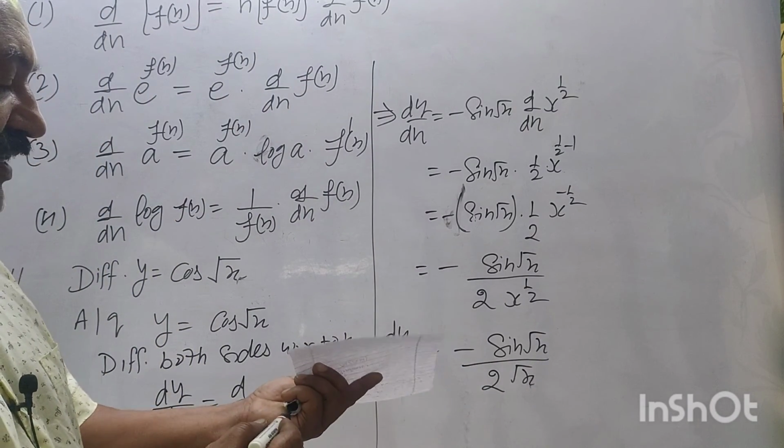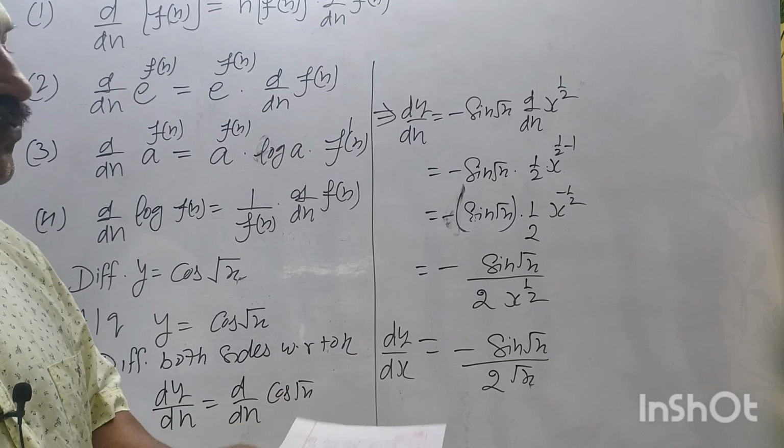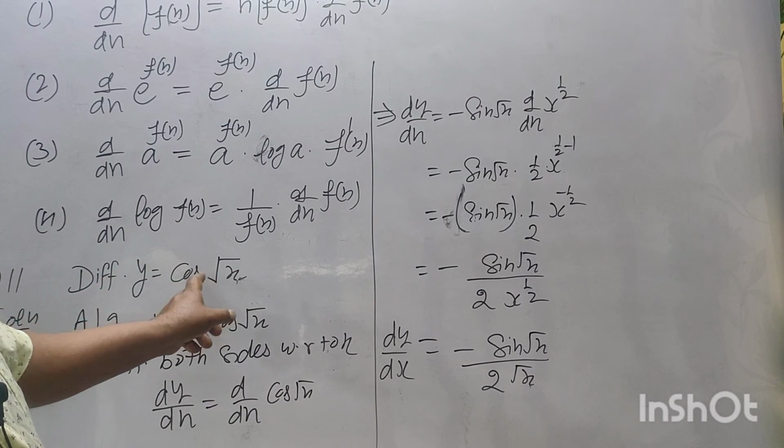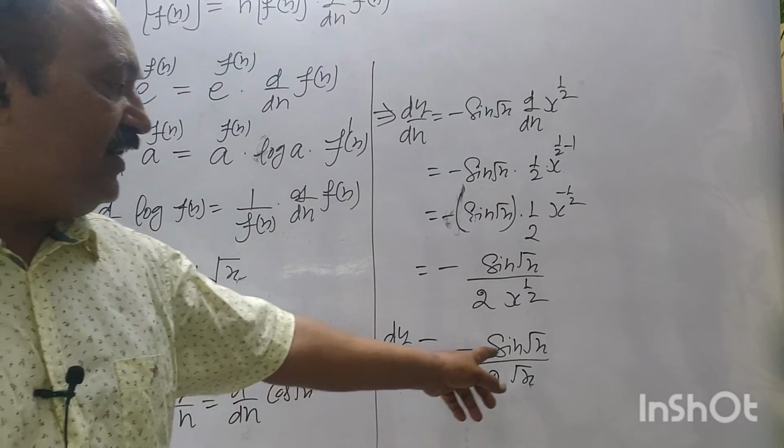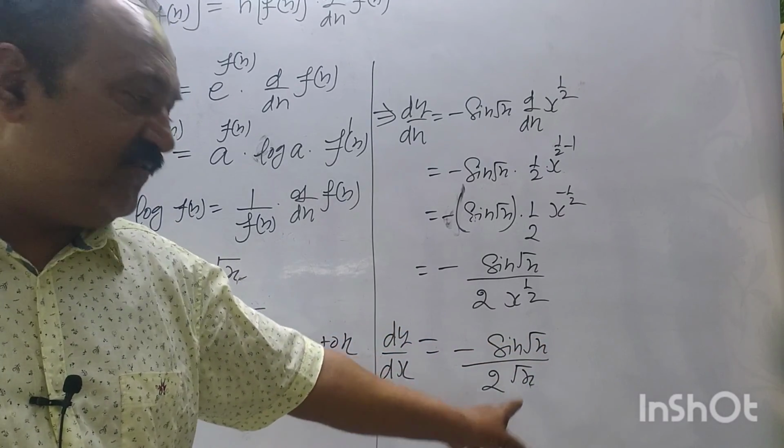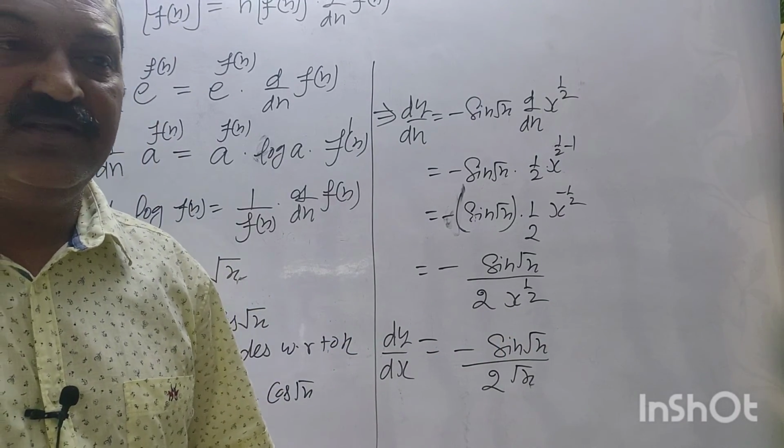This is the derivative of cos of under root x. So this is the application of the chain rule. Derivative of cos of under root x is minus sine of under root x divided by 2 into under root x. That's all.